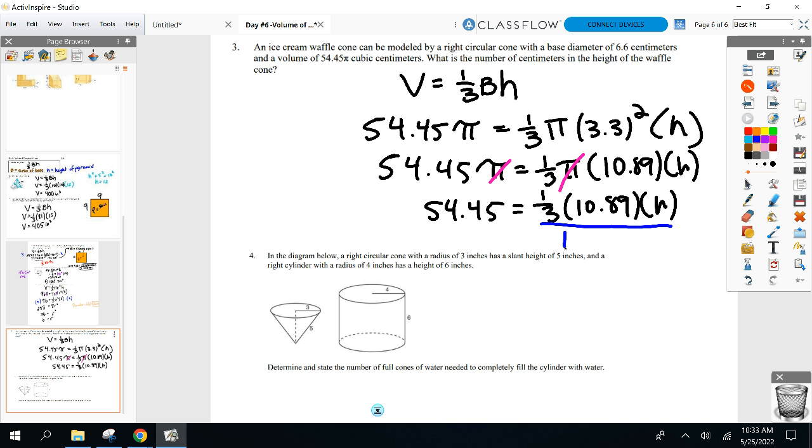That's fine. You could multiply by 3 as well. 1/3 h equals 5. Multiply both sides by 3 or divide by 1/3. H equals 15 centimeters.